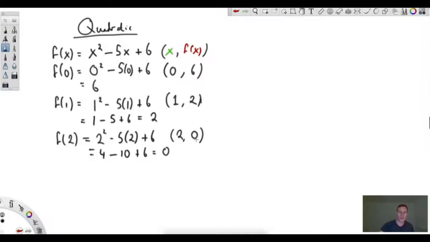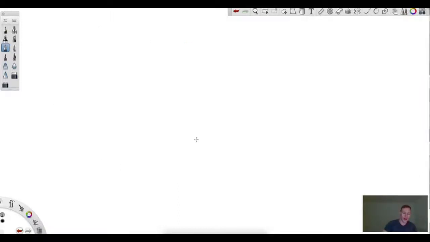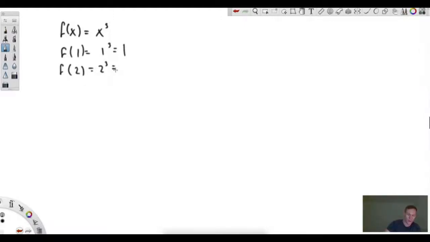Just before we finish, I'll give another few quick examples of functions. Let's say, for example, we could have a function that was equal to x cubed. Well then f of 1 would just be 1 cubed, which is equal to 1. Or f of 2 would be equal to 2 cubed, which is 2 by 2 by 2, which is 2 by 2 is 4, so 2 by 4 then, which is 8. So you can dream up any function that you like.